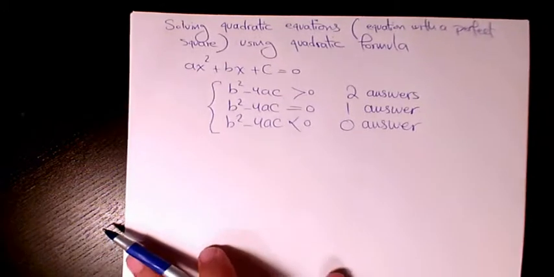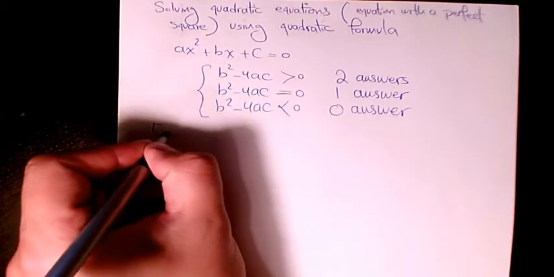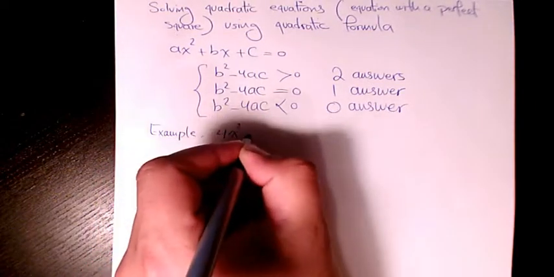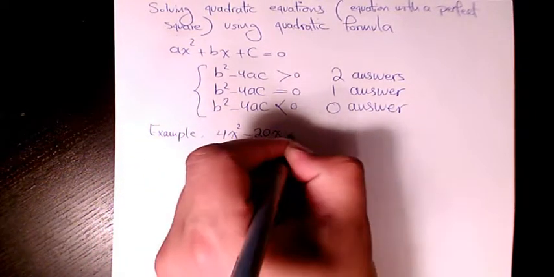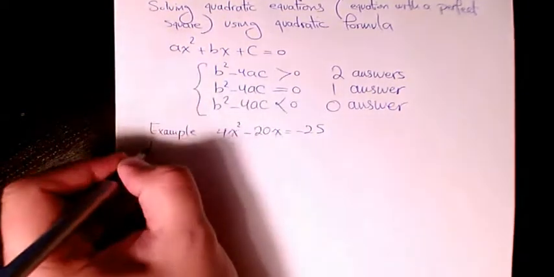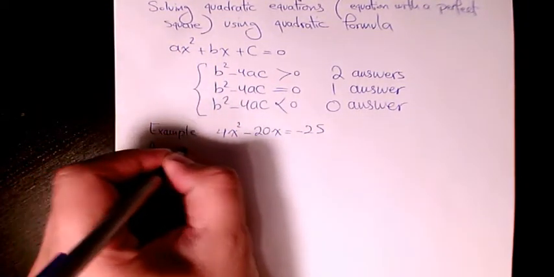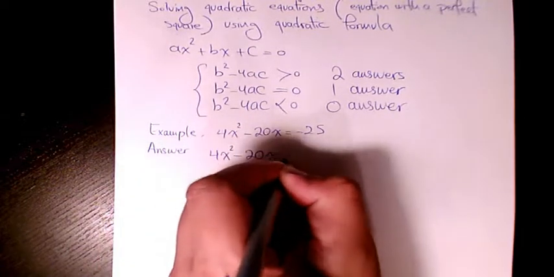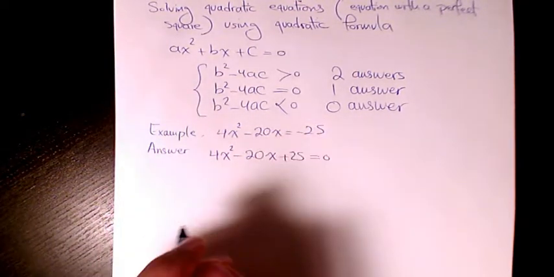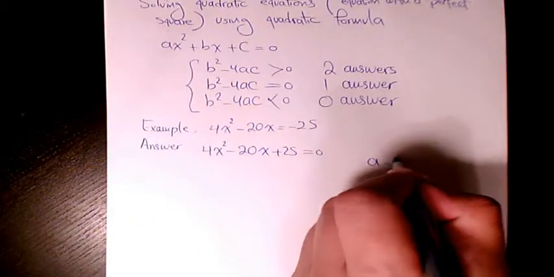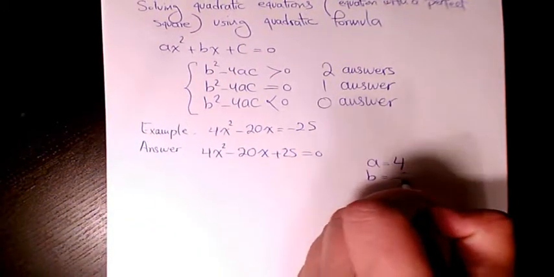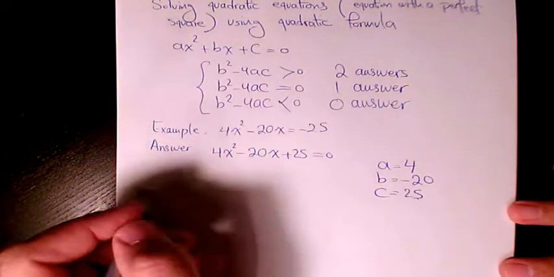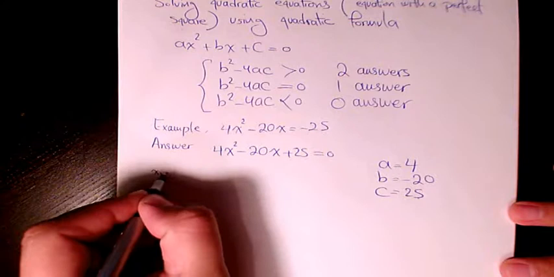Let's see some examples. First example, we have 4x squared minus 20x equals negative 25. The equation is 4x squared minus 20x plus 25 equals 0. So a is 4, b is negative 20, c is 25. So we have x1 and x2.